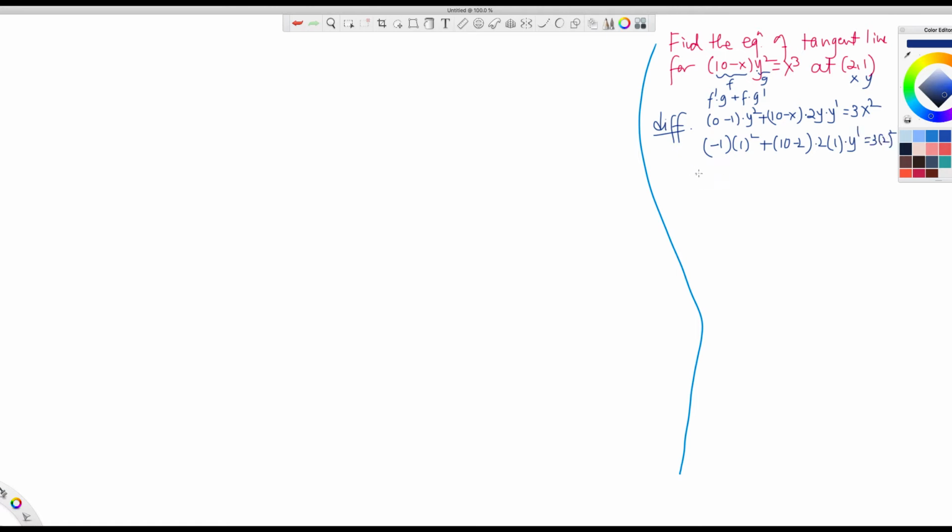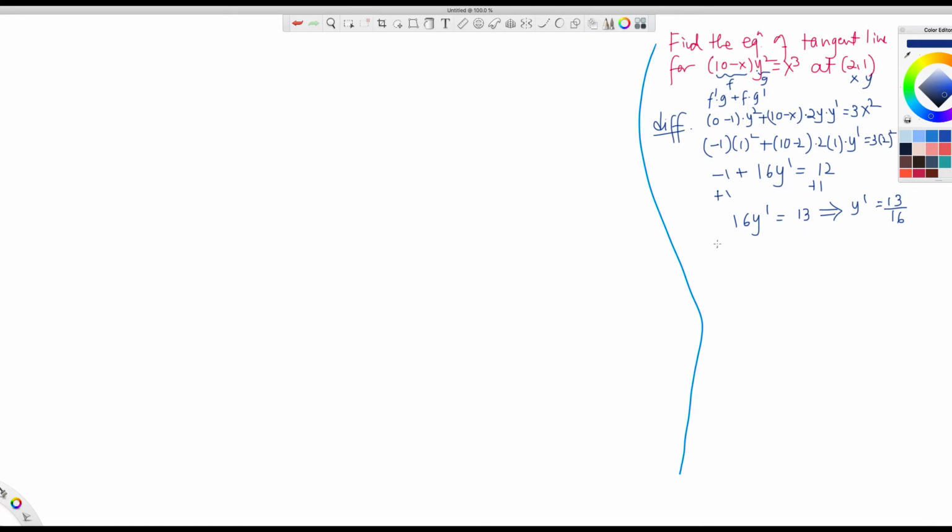So what do you get? Negative 1 times 1 square is negative 1, plus 10 minus 2 is 8, okay, times 2 is 16 y prime. y prime equals 3 times 2 square, which is how much? 2 square is 4, times 3 is 12. You see that? So what is y prime? You need to add 1 on both sides, so you'll get 16y prime equals 13. So this implies y prime is 13 over 16. You see that? That is your y prime.